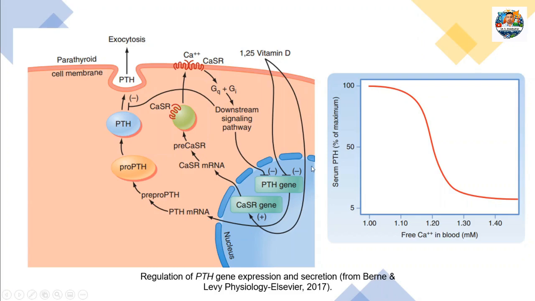Whereas vitamin D has a positive effect on the calcium sensing receptor gene. So if there is more vitamin D, then there will be production of more calcium sensing receptor protein, because the transcription of this gene is upregulated when there is vitamin D. So in that way there will be more calcium sensing receptor on the membrane. So what is the relation between these in the overall picture of the calcium concentration regulation?